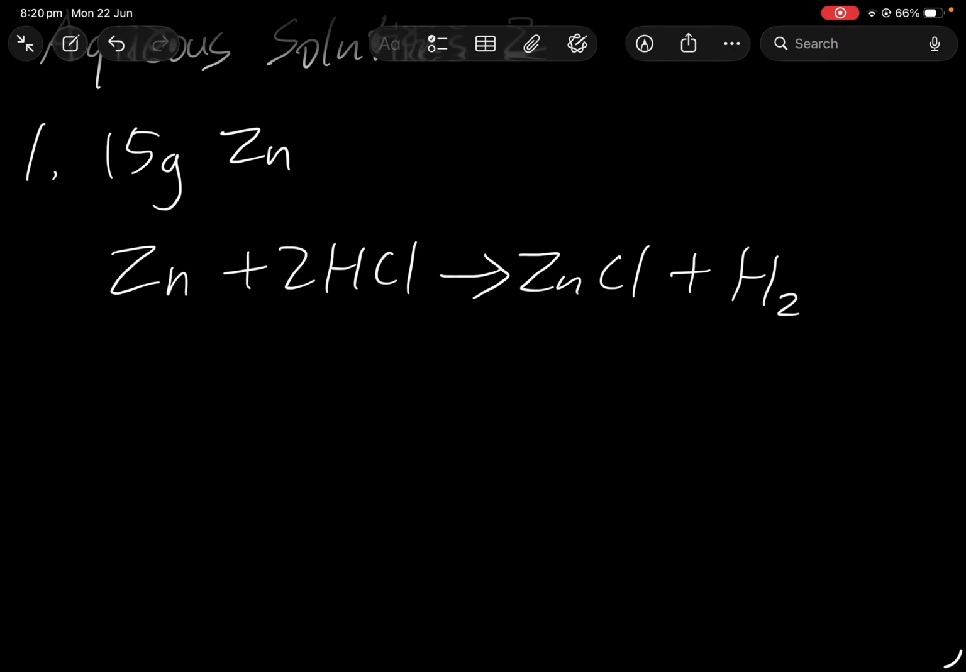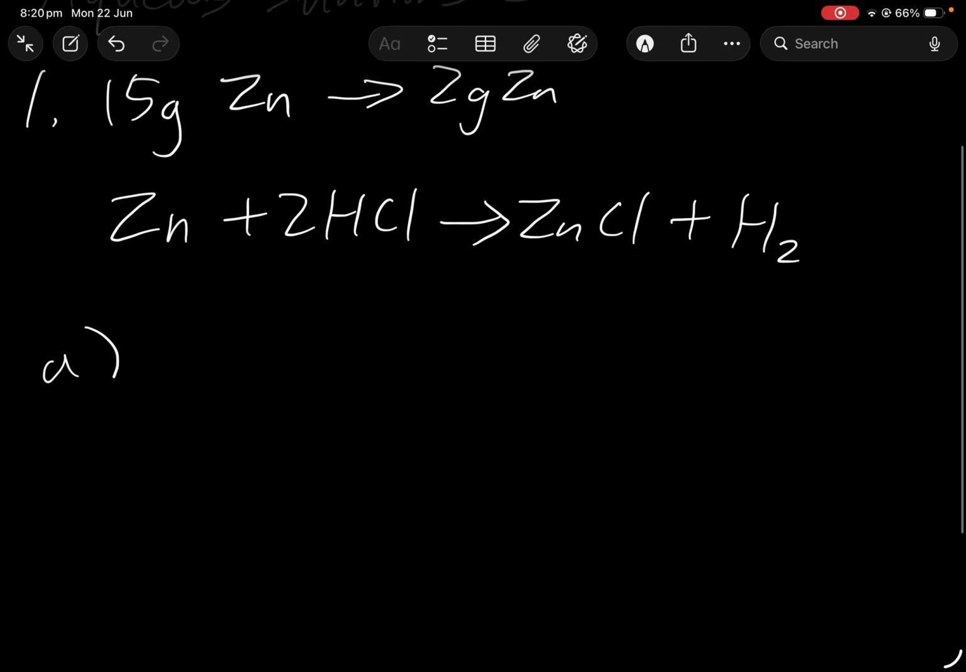Then it says after all reactions have ceased, the piece of zinc was washed, dried, and found to have a mass of 2 grams. So it went from 15 grams to 2 grams of zinc. Deduce from these results the number of moles of hydrochloric acid in the beaker.